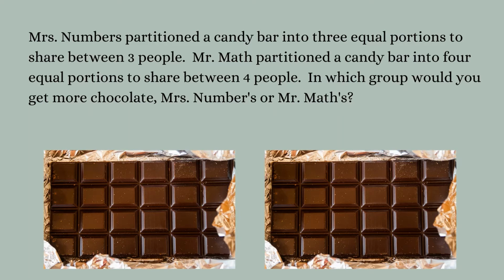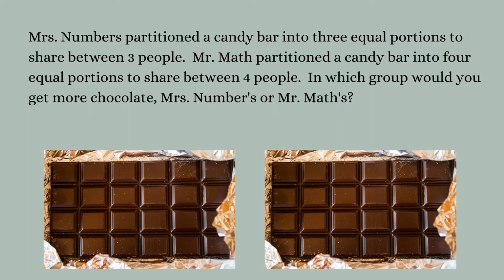Mrs. Numbers partitioned a candy bar into 3 equal portions to share between 3 people. Mr. Math partitioned a candy bar into 4 equal portions to share between 4 people. In which group would you get more chocolate, Mrs. Numbers or Mr. Math's? Remember that in lesson number 1, we solved a problem very similar to this one.